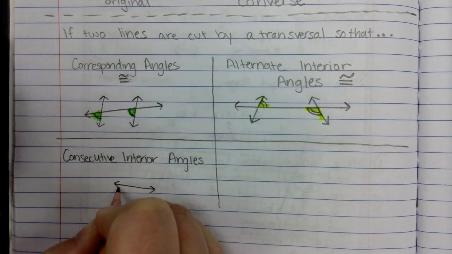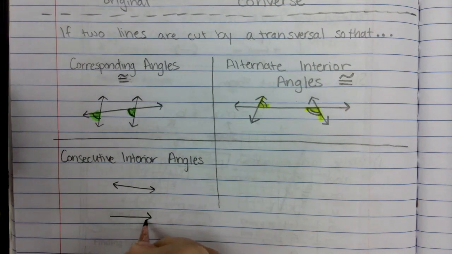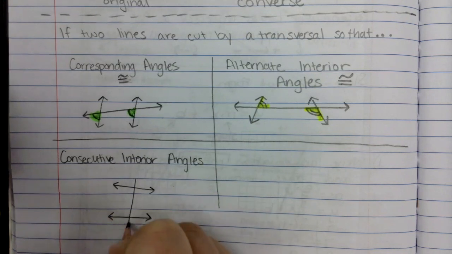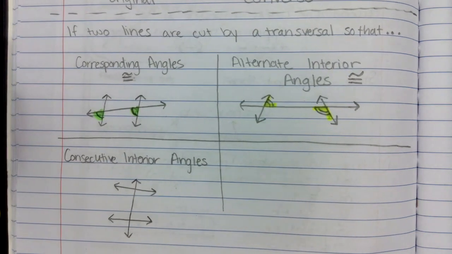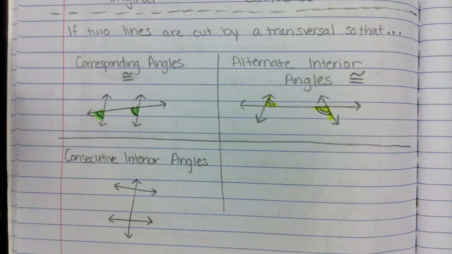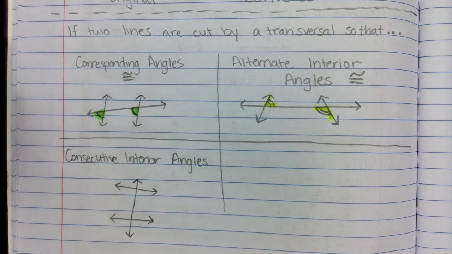Good. Inside angles on the same side of the transversal. So I'm looking at like this angle. It's on the inside between those lines. And then the consecutive would be same side. Do I want those to be congruent? What are they? They add to 180.